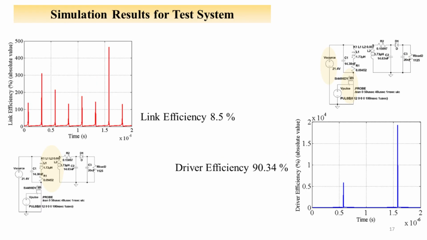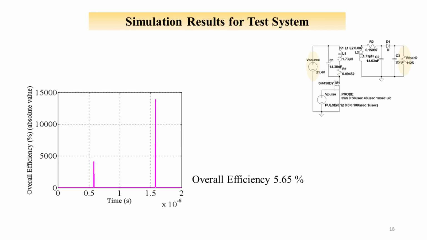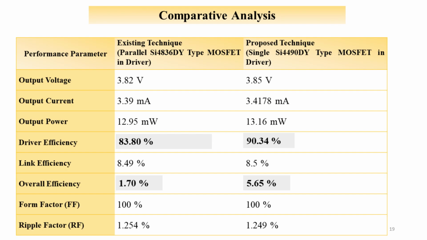Our efficiency results are promising. The driver efficiency reached 90.34% and the link efficiency was 8.5%. The overall system efficiency was 5.65%, a significant figure given the constraints of small-scale, biomedical-style WPT. Compared to an existing driver using parallel MOSFETs, our single MOSFET design shows clear improvements: higher output voltage and current, boosted driver efficiency from 83.8% to 90.34%, and a major jump in overall efficiency from 1.7% to 5.65%.